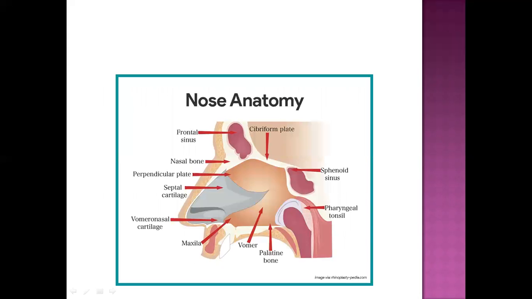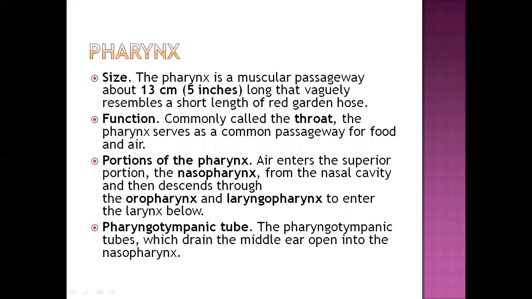Moving ahead, there is the anatomy of nose. After that, we have pharynx. There is information about size of the pharynx, length, function. Its function is it is a passageway for both air and food, as we have oropharynx, nasopharynx. Also, we have information about portions of the pharynx and tube.